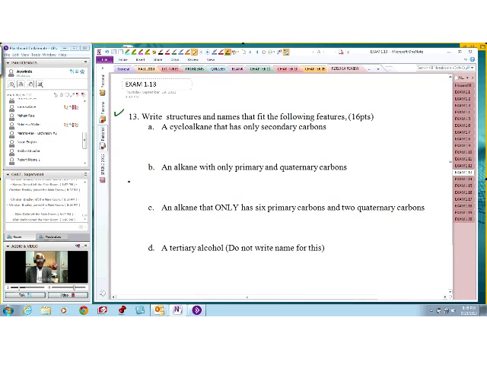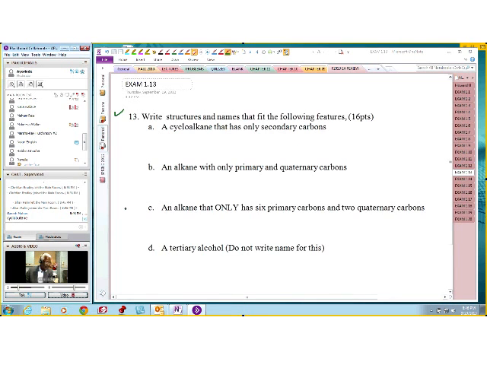Very good. So this question here is asking you to do a lot. It says write structures and names that fit the following features. Let us do 13. Let us do A together. A cycloalkane that has only secondary carbons. Can anybody give me an example that will fit this? Anybody has an idea? Pick up the mic or send it to me through the chat window. Okay, cyclobutane, excellent. Yes, cyclobutane will be an example. That is correct.